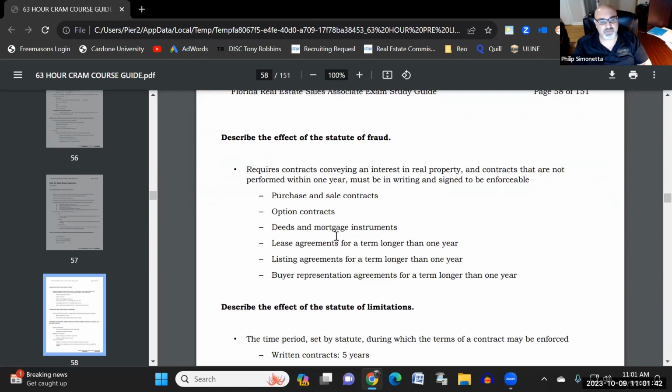So next, let's describe the effect of the statute of frauds. It requires that a contract conveying an interest in real property, and contracts that are not performed within 1 year, must be in writing and signed to be enforceable. This pertains to purchase and sales contracts, option contracts, deed and mortgage instruments, leases for a term longer than a year, listing agreements for a term longer than a year, and buyer representation agreements for a term longer than 1 year.